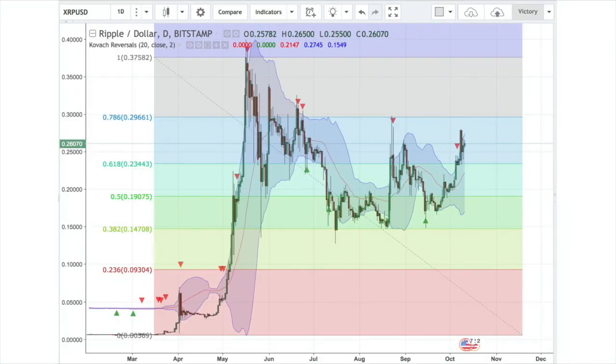Secondly, we can consider a chart for Ripple. Ripple's been a little bit more finicky with the Fibonacci levels. It's been a little hard to center it, but I think I've done a pretty good job here.